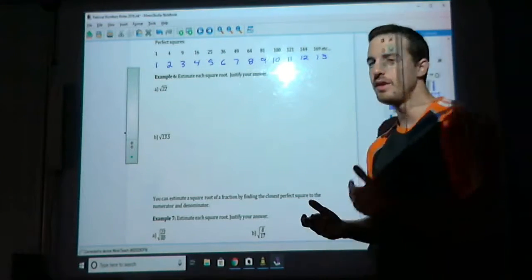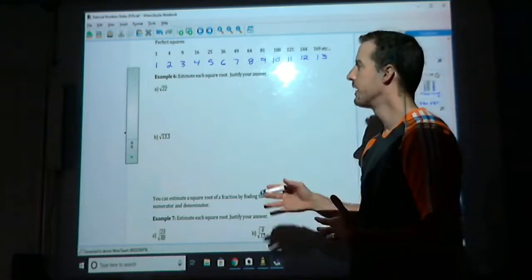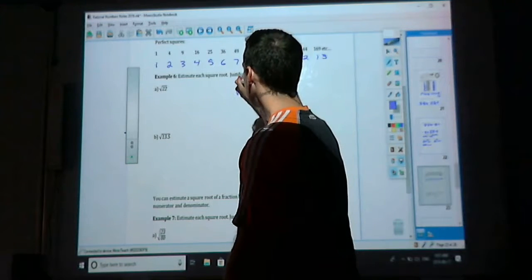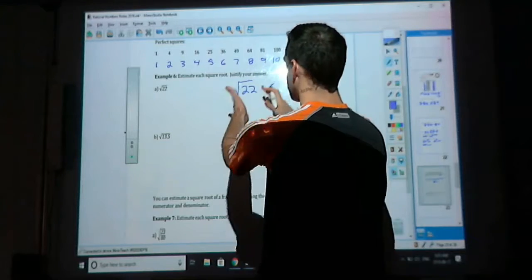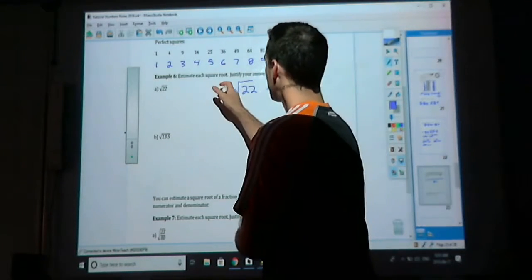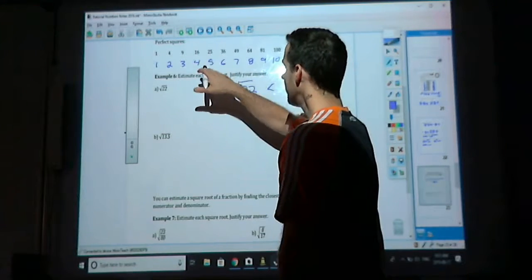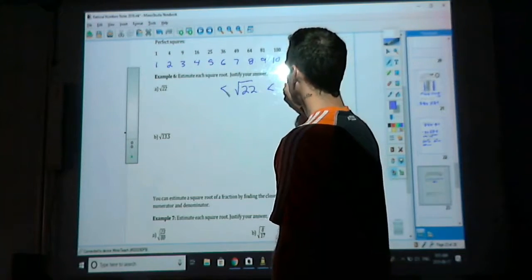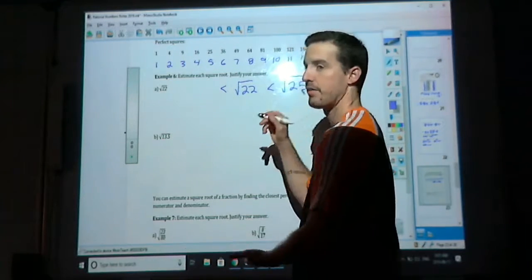Okay, so if we want to estimate a square root, we need to know what numbers are on either side of it. So what I always start to do is I write my number. I want a number that is greater than, and a number that is less than, again, for our perfect squares. So here we have 22. Well, the next nearest square is going to be 25. So we want 25. Okay.